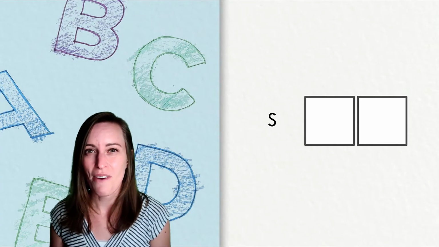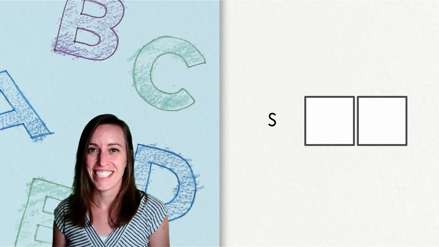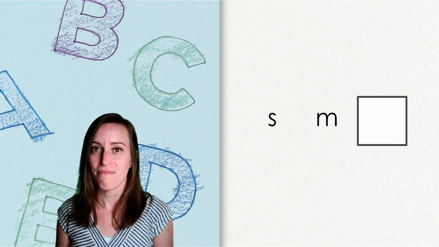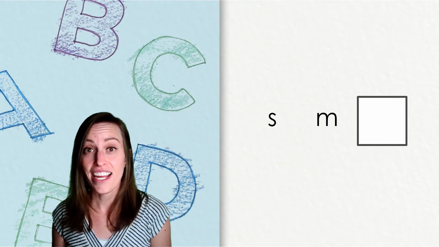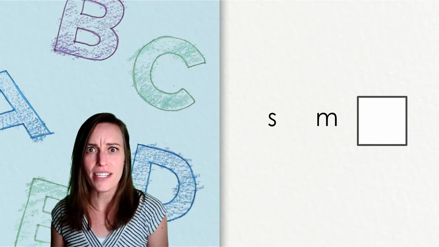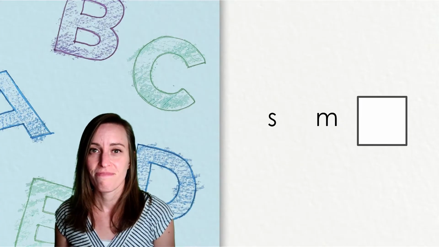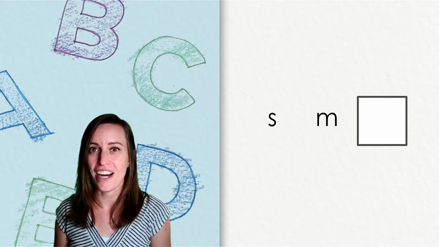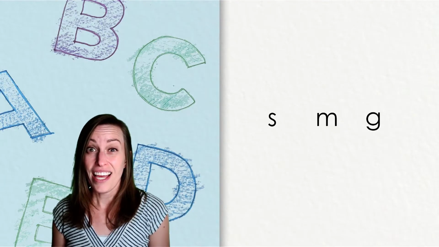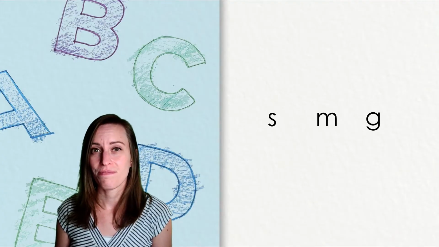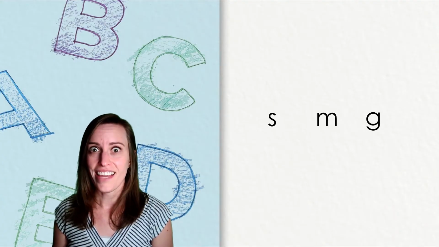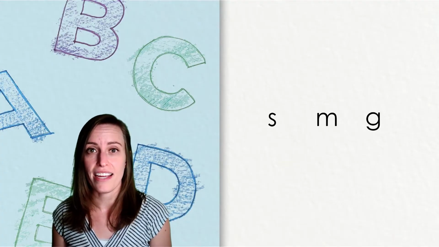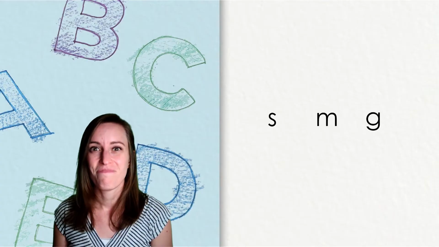Okay, the next one is all you. What's the letter? That's right, it's an M. And what sound does it make? That's right. One more. What letter is on that card? That's right. It's a G. And what sound does the G make? G.